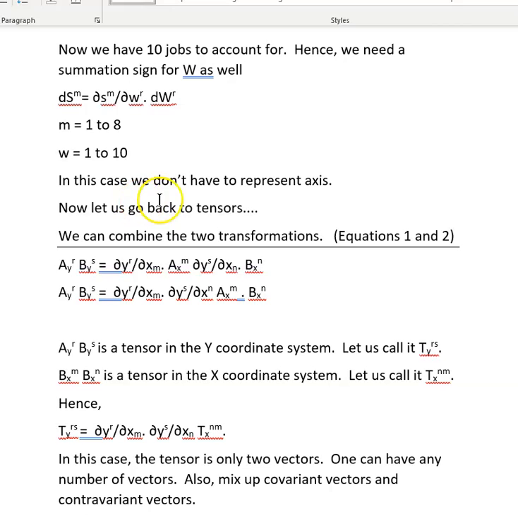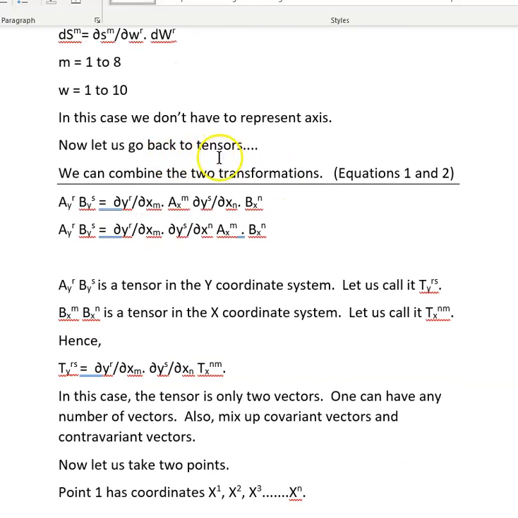So in this case, we don't have to represent axes. We don't have axes here. We just have only numbers, scalars. So now let us go back to tensors.